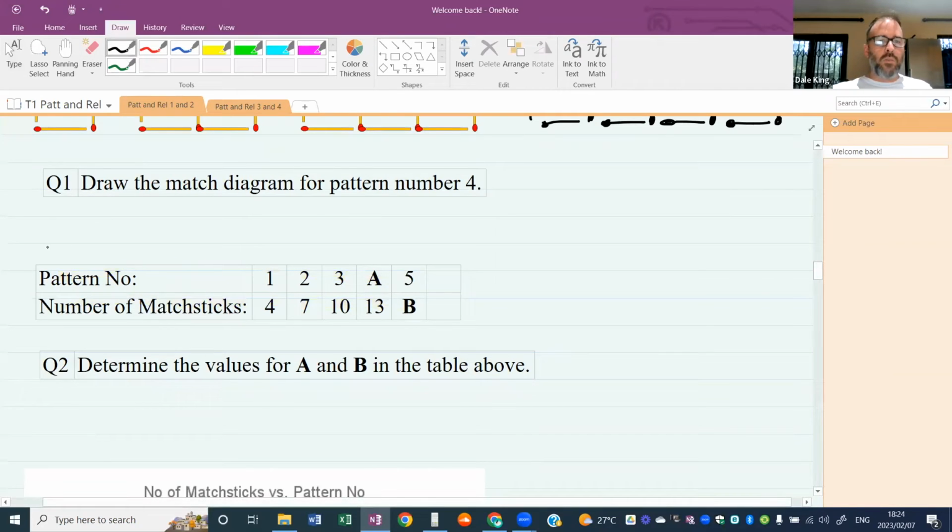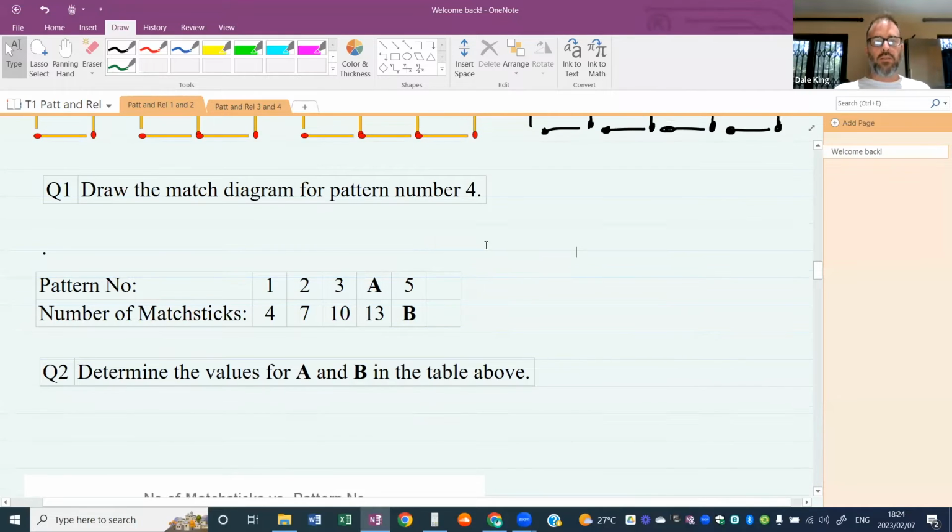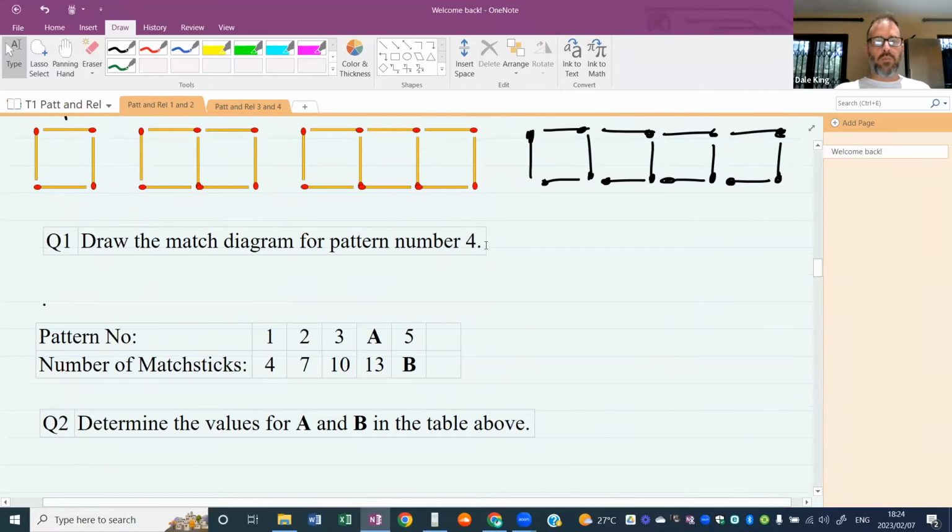I'm going to ask you to please answer question 2, which says, determine the values for A and B in the table above. This table relates to the matchstick pattern. So please complete the table, calculate A and B.